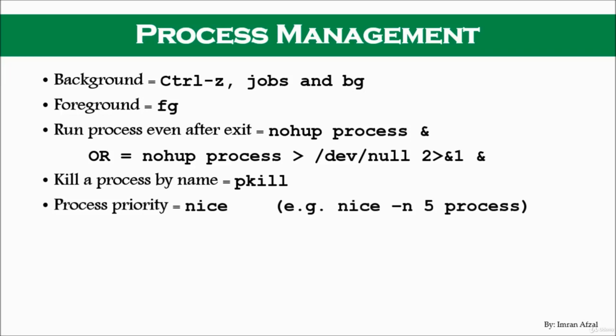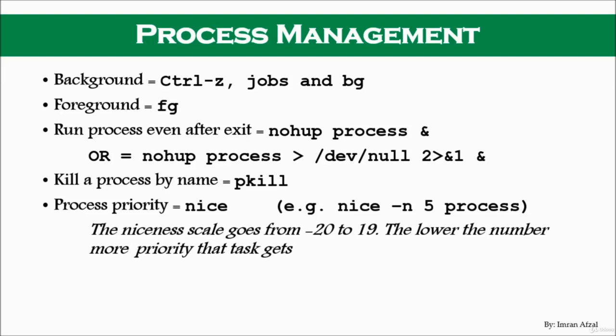Process priority, nice. There is a command called nice. And why do we use it? Because if we want to prioritize by different level of process, meaning if a process is more important than the other, it has to be prioritized, right? So the niceness scale goes from -20 to 19. The lower the number, the more priority that task gets. Now, why do we really need to go with the priority of the task? Doesn't the processor CPU take care of that, right? It does take care of that.